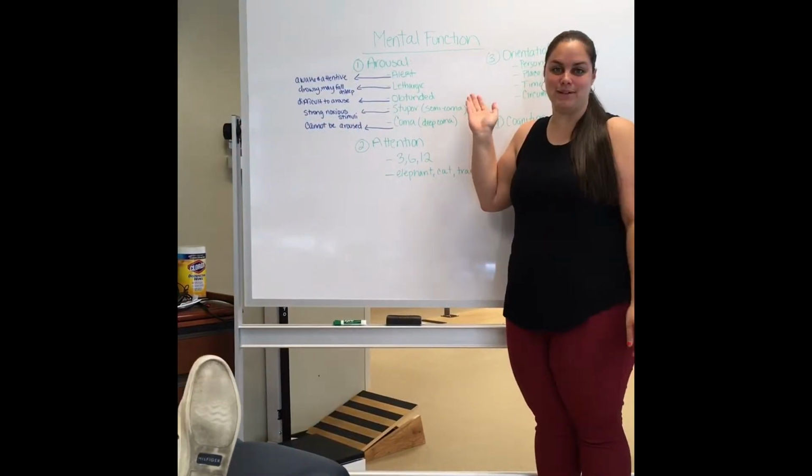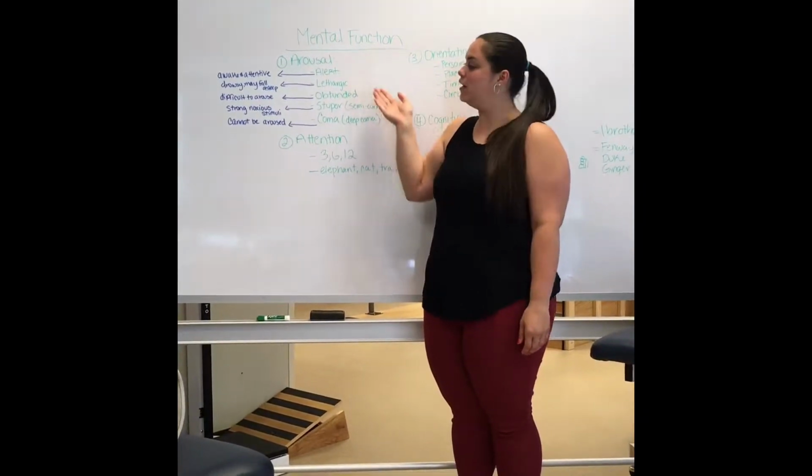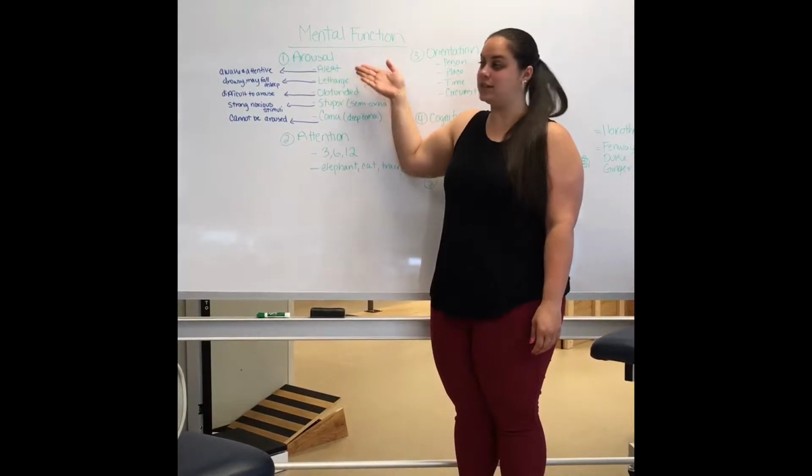Today we're going to learn how to assess mental function. The first step of assessing mental function is figuring out the arousal state of your patient. Our first one is going to be alert. Here, the patient's going to be awake and attentive.